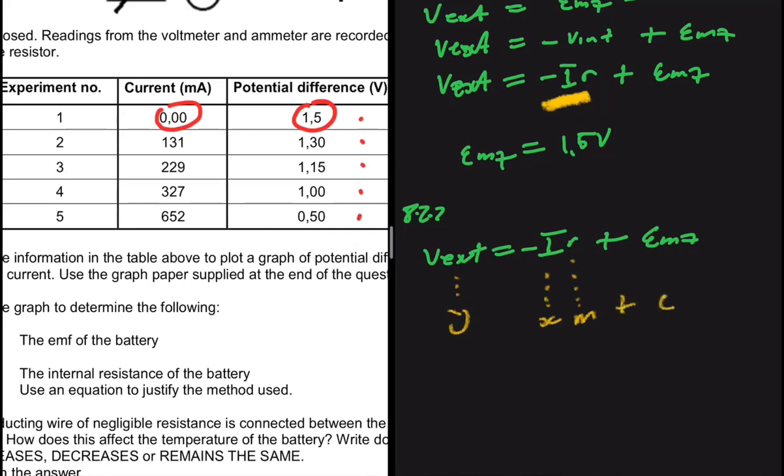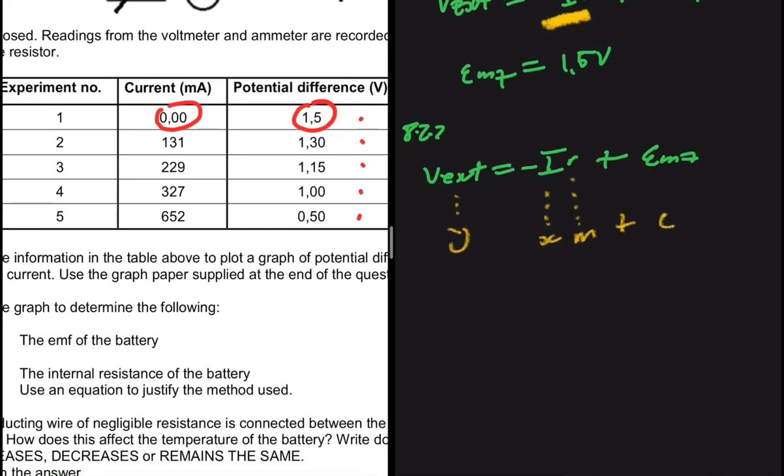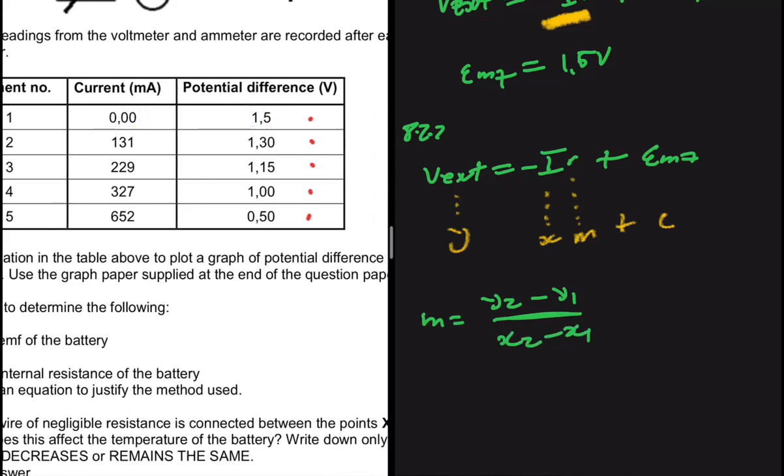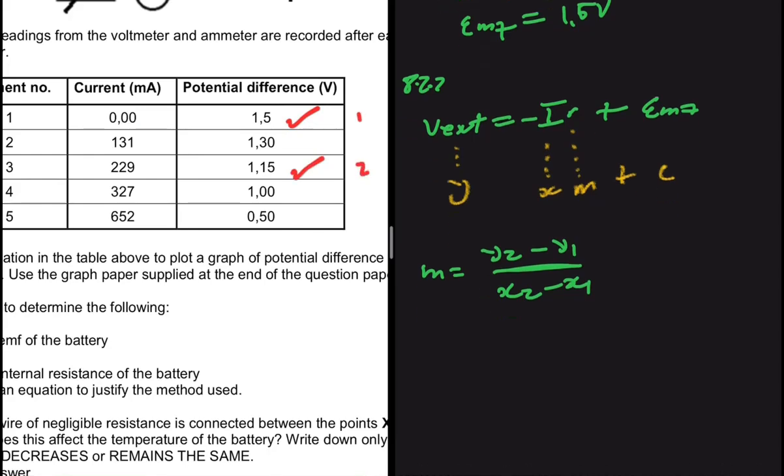To find the gradient, we actually have to calculate the gradient of the graph using the 5 experiments we have. So the gradient is equal to y2 minus y1 divided by x2 minus x1. So let's go and pick 2 points from the 5 data points we have. We can take this point and this point. So this will be our second point, and this will be our first point. Potential difference is our y. So we're going to have 1.15 minus 1.5 divided by the current corresponding to 1.15 volts.